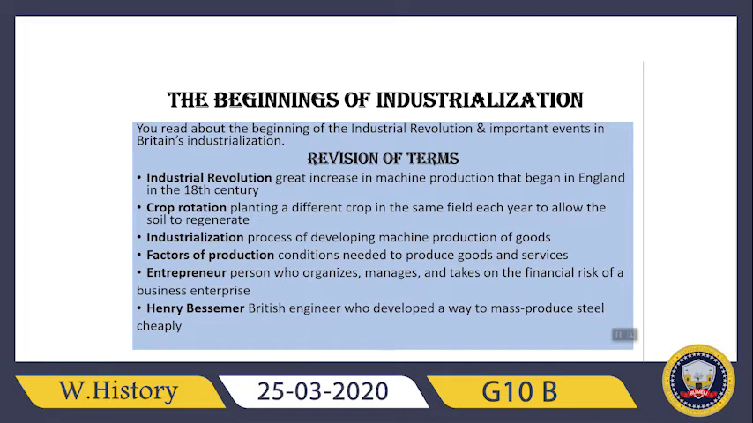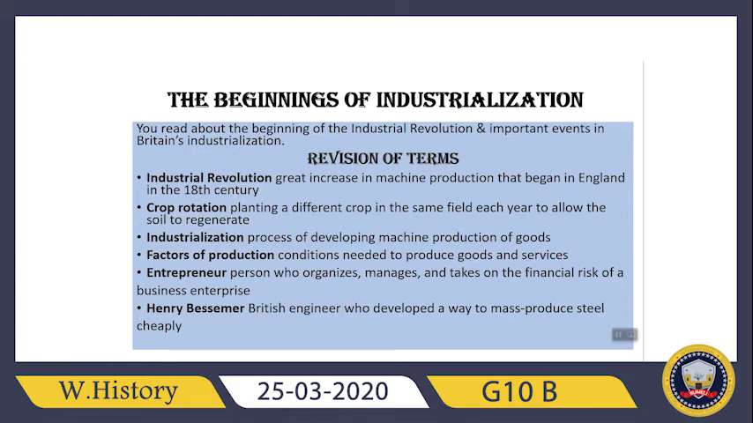What is the Industrial Revolution? It is a great increase in machine production that began in England in the 18th century. Then we have crop rotation. What is crop rotation? It's a method of planting a different crop in the same field each year to allow the soil to regenerate. It's a system. And then, what is industrialization? It's a process of developing machine production of goods.